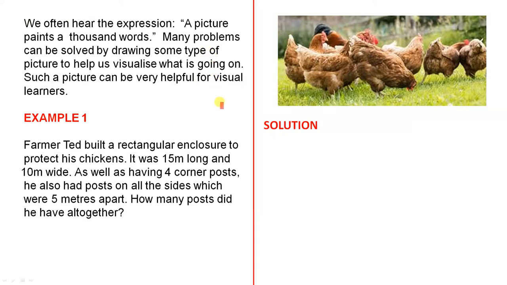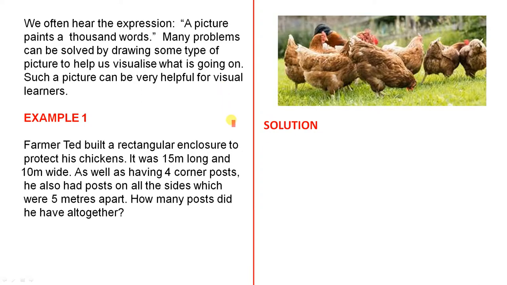We often hear the expression, a picture paints 1,000 words. Many problems can be solved by drawing some type of picture to help us visualize what is going on. That is, to help us see what is going on. Such a picture can be very helpful for visual learners, that is, for learners who like to see what's happening.